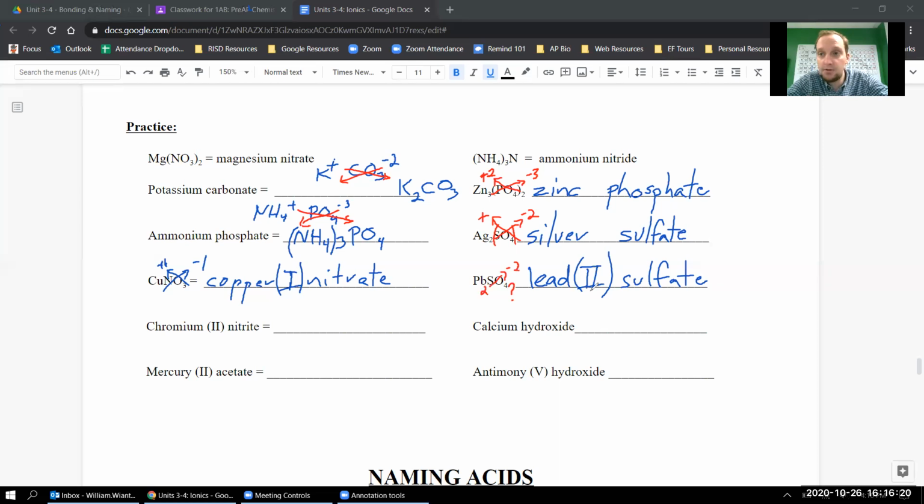Again, if lead was anything other than 2, then you would see the 2 of the sulfate, and then there would be a number possibly after the SO4 outside of the parentheses.